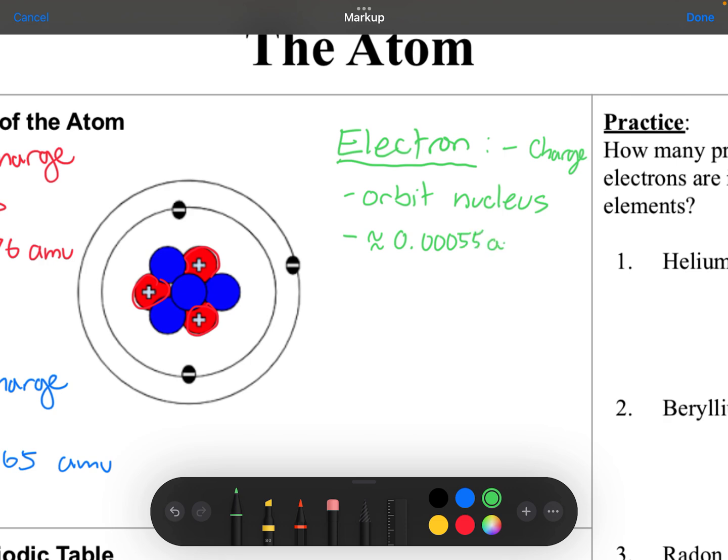0.00055 AMU. Usually we just say they don't weigh anything because electrons are so small and they weigh so little that they don't really influence the overall mass of an atom at all. If I wanted to abbreviate electron, I would abbreviate that E-. And so in this picture, we can see that there's 1, 2, 3 electrons overall.